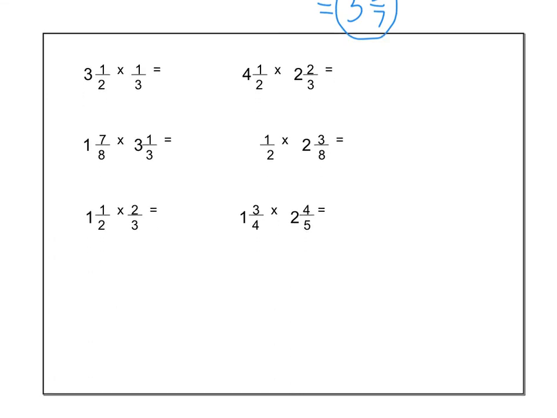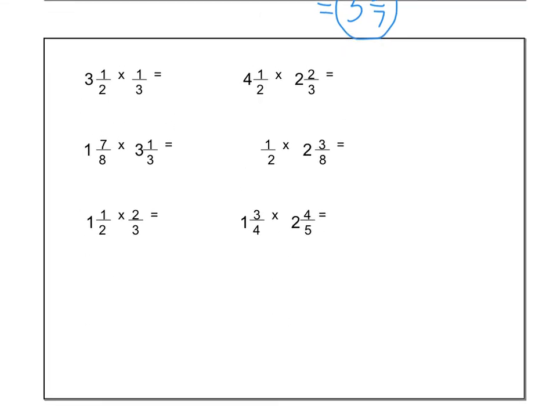Now, we're going to do the same thing we did with the other page. This time, I'm going to do all 3 of the problems on the left-hand side. So all 3 of these problems right here. Then I want you to pause the video, try all 3 of them on the right-hand side by yourself, and then replay the video so you can check your answers.